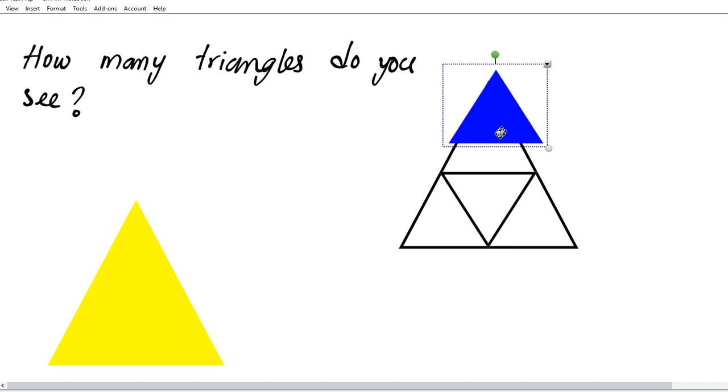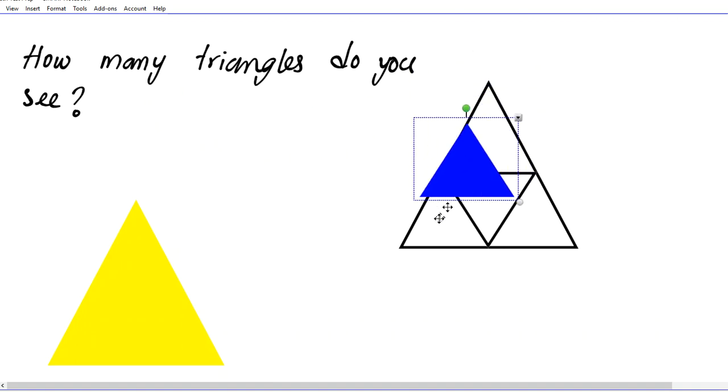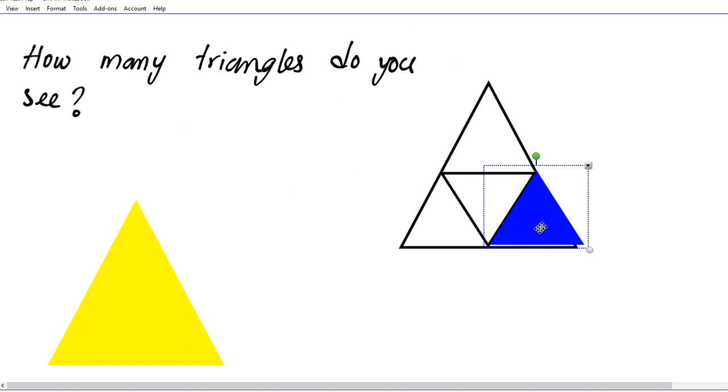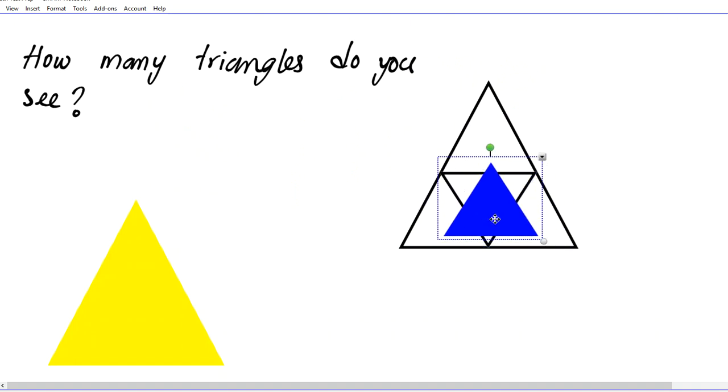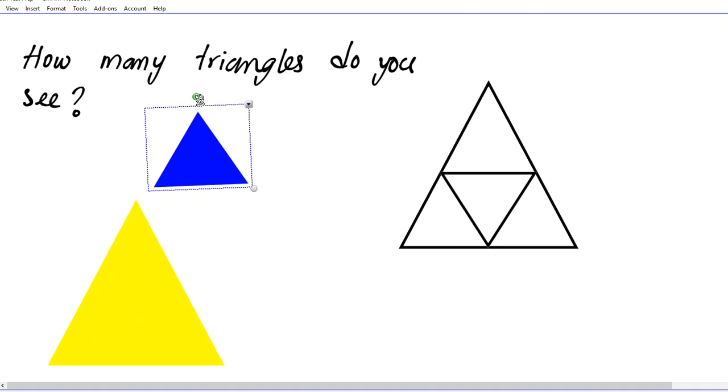So we have 1, 2, 3. Now if you notice over here you have another triangle here. The only thing is that it's upside down. Okay, so that makes it 4. Alright, so we have a total of 4 of the 1 by 1 triangles in this composite figure right here.